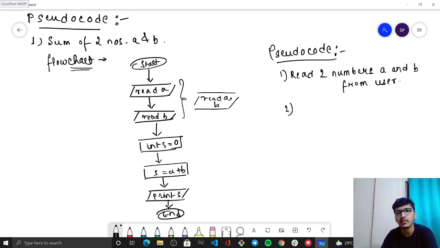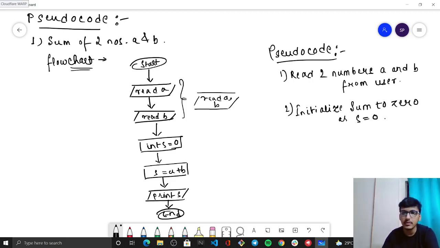Next thing that we have to do is, after we have taken the two numbers a and b from the user, since we have initialized s equals to 0 here, we will be writing: initialize sum to 0 as s equals to 0. Read two numbers a and b from user. In brackets you can also write int a comma b. Here you can write int s equals to 0.